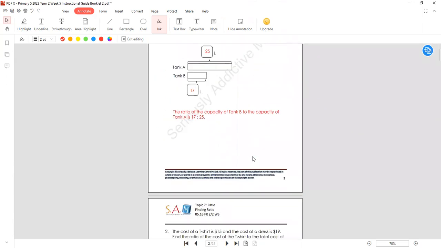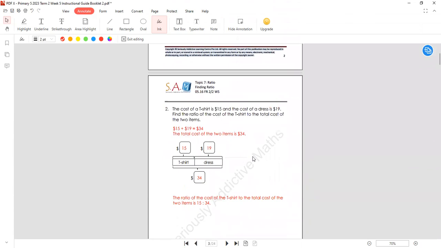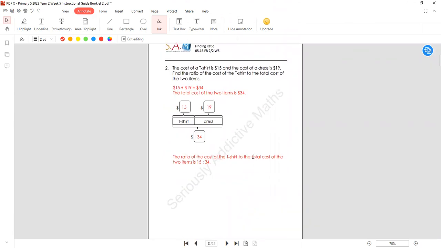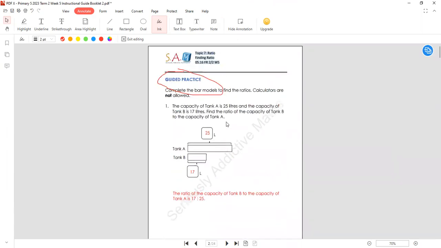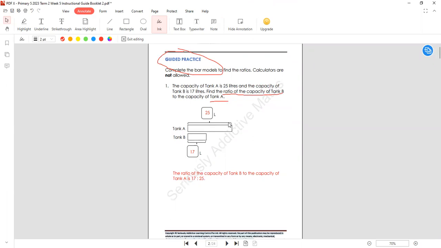I think this one we don't really need to demonstrate. Just make sure that you check them question by question, make sure that they get it, right? So take note, I think that the question analysis is always what are they supposed to present the ratio as, right? Ratio of capacity of tank B to tank A. So this is actually quite straightforward.